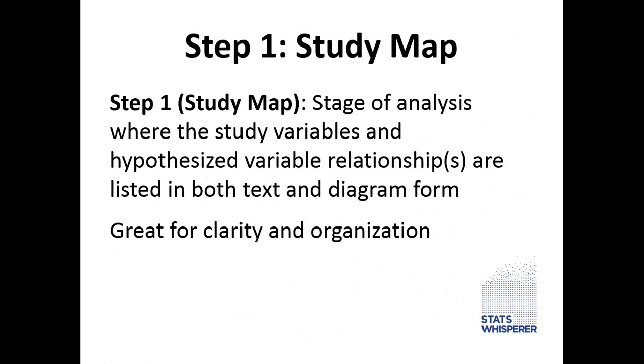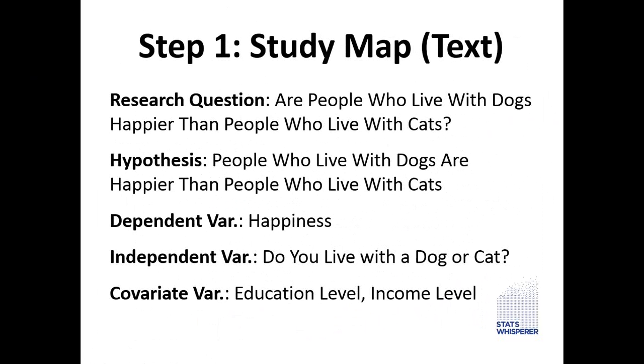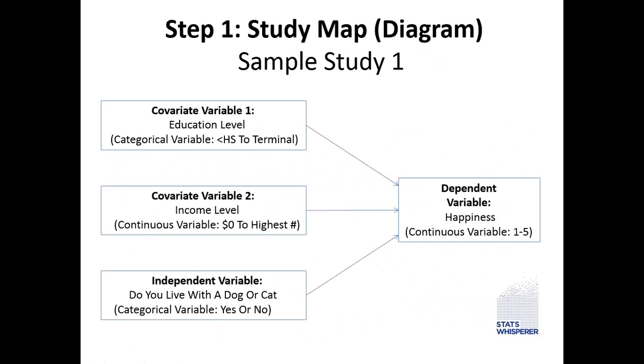So the study map is a stage of analysis where the study variables and hypothesized variable relationships are listed in text and diagram form. This is great for clarity and organization, especially when you get into the analysis and you're doing all these different procedures. Sometimes you forget what you were originally looking at, so it's great to have it written down. So you can see when we present the study map in text, we have the research question, the hypothesis, the dependent variable, happiness, the independent variable, do you live with a dog or a cat, and we've also listed our covariate variables, education level and income level. So it's just a comprehensive statement of the variables we're examining. This being in text, the diagram is perhaps even more useful. The whole "a picture is worth 1,000 words" applies here.